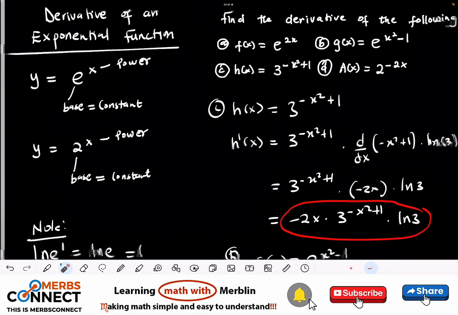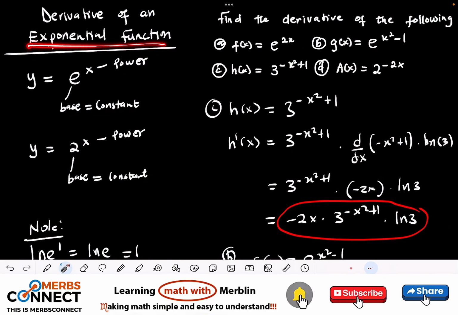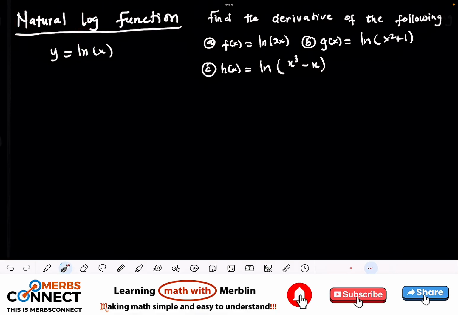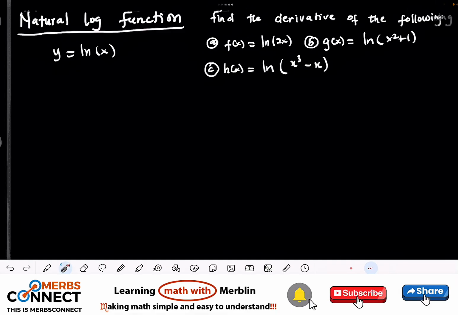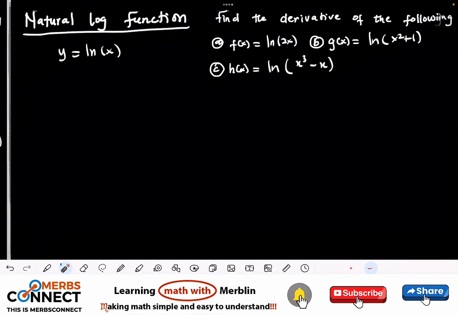Right. So now we know how to differentiate a polynomial function, radical function. We learn how to differentiate an exponential function when the base is e and when the base is not e. Now let's learn how to differentiate the natural log function, natural logarithm, right? So ln. So the L here is this, and then the N here is this. So we are going to learn how to differentiate a ln function, right? So how do we differentiate a ln function? It's very simple.